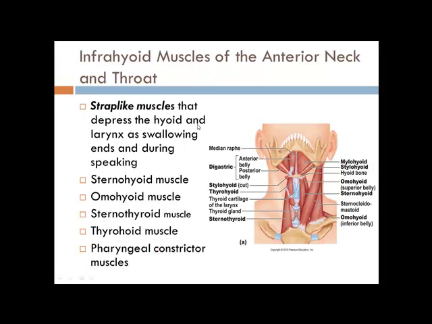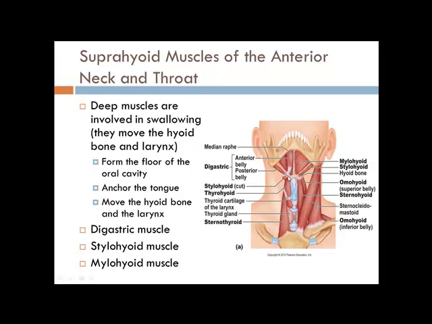Alright, so we had groupings. All the muscles that are above the hyoid bone, we refer to as our suprahyoid muscles. All of the muscles that are below the hyoid bone are called the infrahyoid muscles. So our suprahyoid muscles, to restate, would be our stylohyoid, our mylohyoid, and our digastric muscles. The digastric has an anterior and posterior belly. Anterior belly is in front, posterior belly is going to be in back.